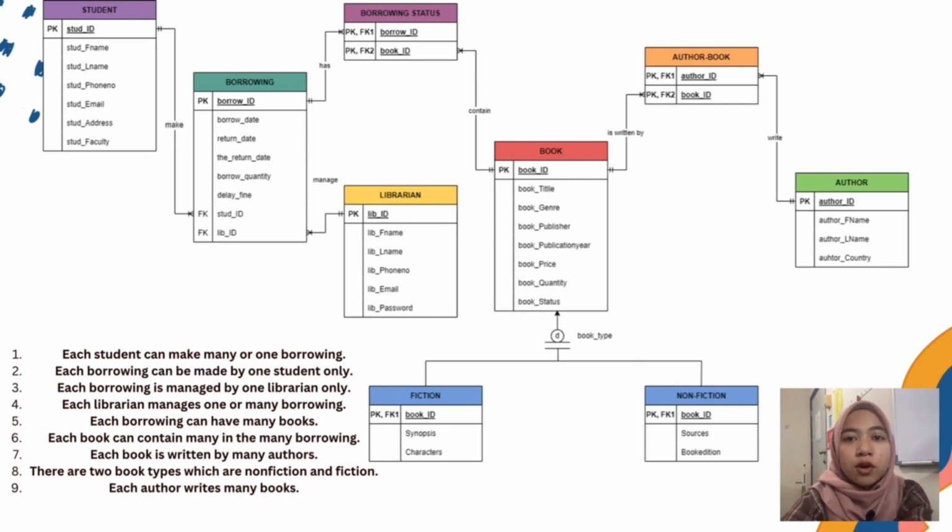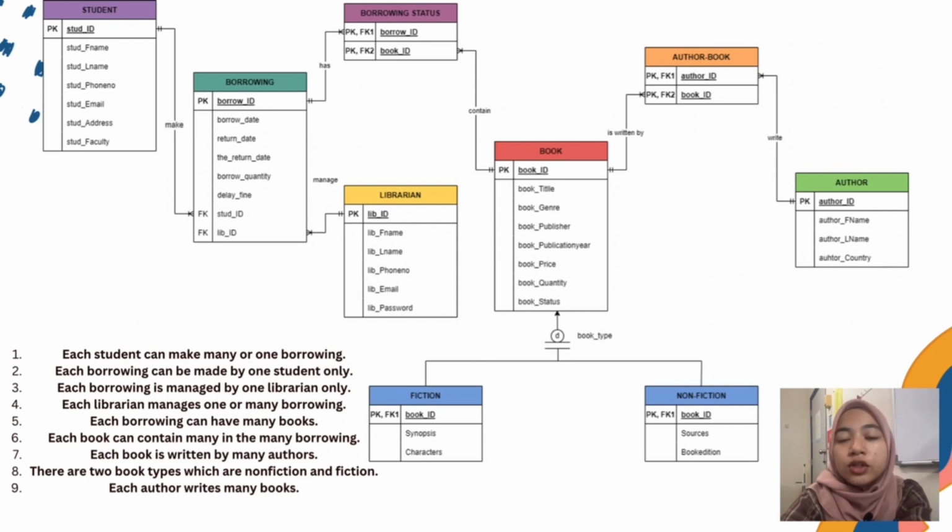I will start explaining from the left to the right of the ER diagram. Let's take a look at number 1 and number 2 of business rule. Each student can make many or one borrowing, and the second one, each borrowing can be made by one student only. This is one-to-many relationship. The primary key for student is student ID and the borrowing primary key is borrow ID. The borrowing entity has attribute foreign keys, which are student ID and librarian ID.